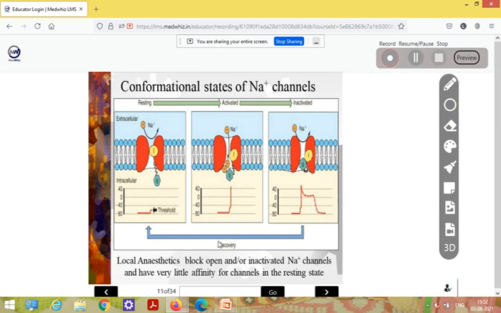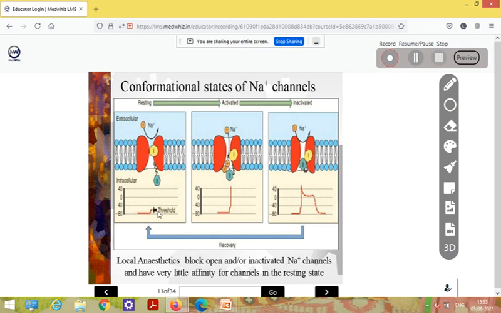What happens if there is no recovery at all? There is no chance for further impulse generation to occur, isn't it? So these local anesthetics are going to bind very avidly to either the activated state or the inactivated state of the sodium channels, and they inhibit or delay the recovery of the channels to the resting state.